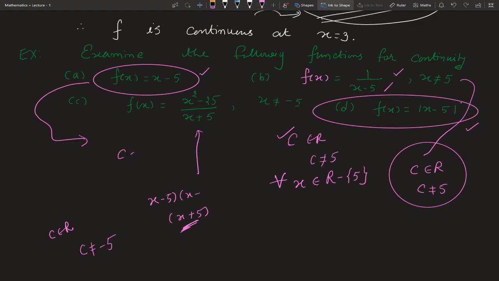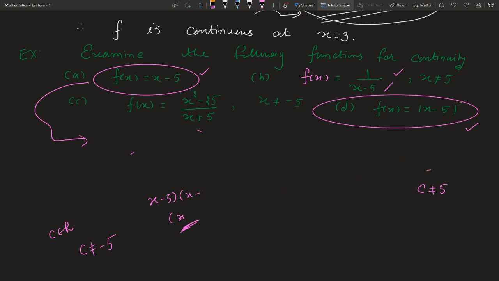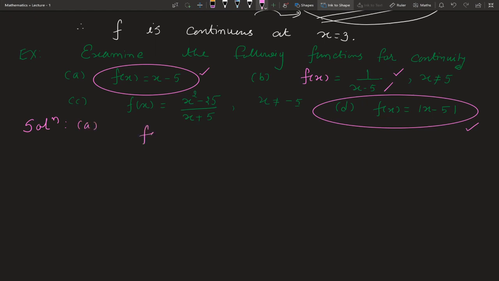Solution. A, f of x equal to x minus 5. So we check the continuity of this function. Let us take arbitrary, as we have discussed, let us take arbitrary c belongs to R.